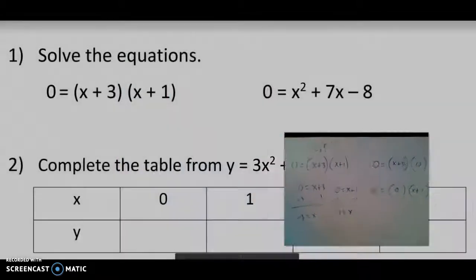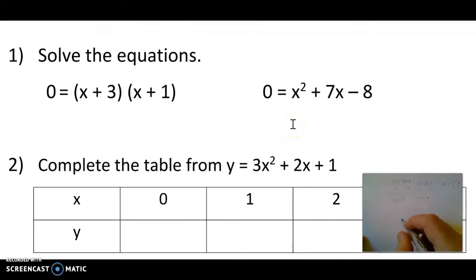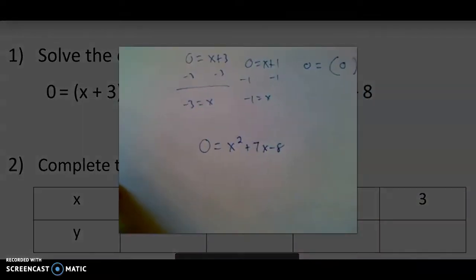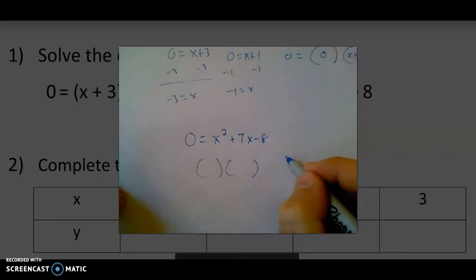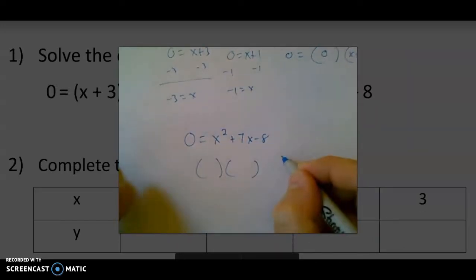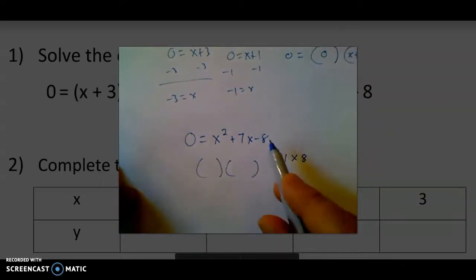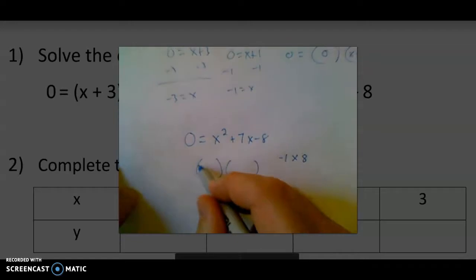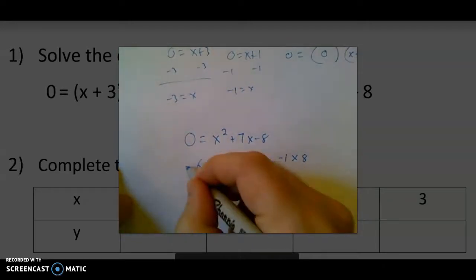In the second half, I gave you an expanded form. So one thing I might want to do is actually factor it, because then it's going to be just like the first problem. So the factored form, thinking what two values multiply to get negative 8, and when you add them gives you 7. So let's try negative 1 times 8. If I multiply, I get negative 8. If I add them, I get 7. So that means x minus 1 and x plus 8 is my factored form.